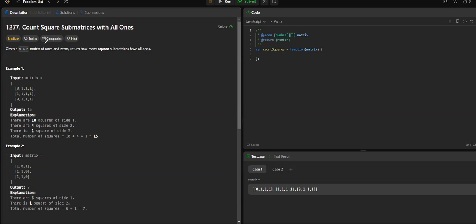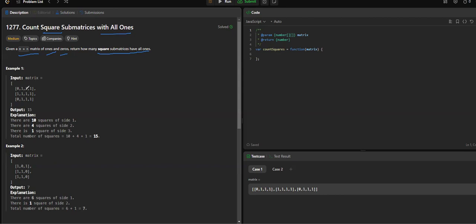So today we are going to solve a LeetCode medium problem, which basically says: count square submatrices with all ones. This question has been asked at Google, Microsoft, and Amazon. Given an m cross n matrix with a mix of ones and zeros, some places have one and some have zero. We need to return how many square submatrices have all ones. That's what we need to give.